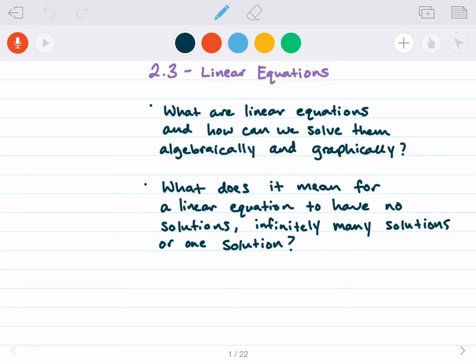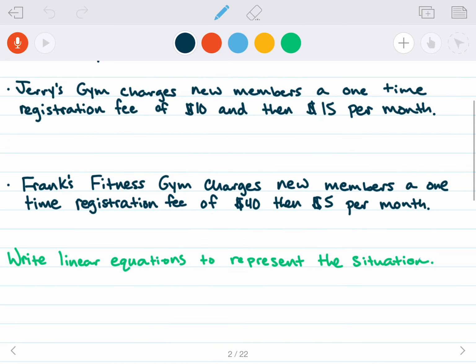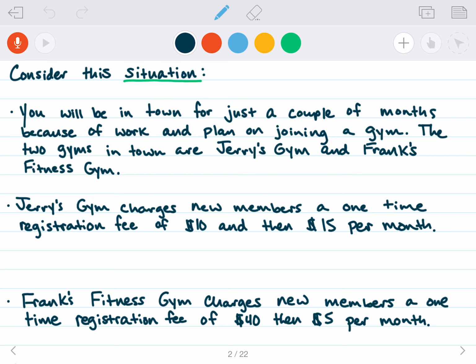Hey guys, in this video we're going to talk about Chapter 2, Section 3, Linear Equations. So I want to give you some intuition for why we're doing what we're doing. And I think the best way to do that is to give you a couple of real-world examples to illustrate linear equations and how we can solve them and what that means in a real-world context.